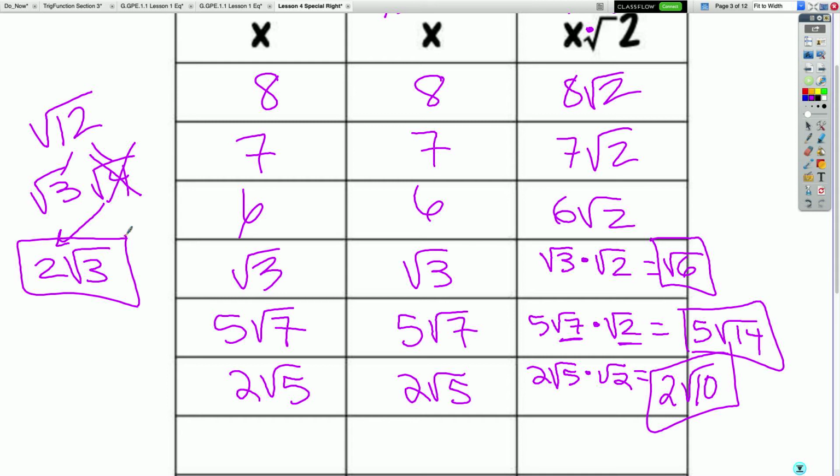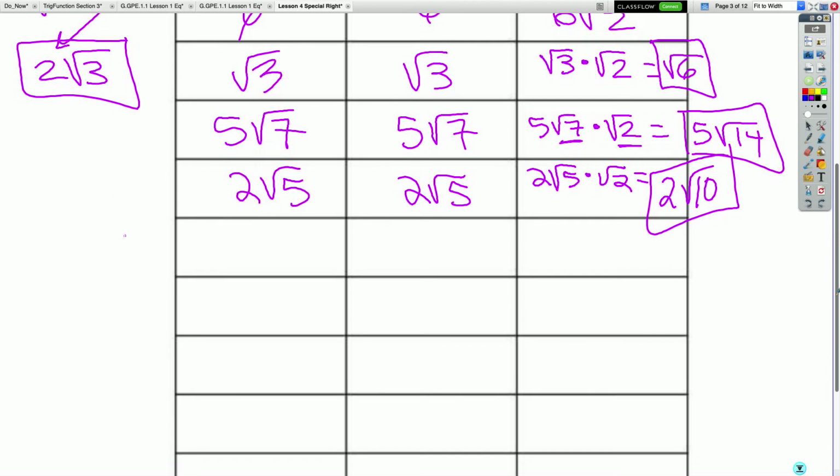You won't have to do that a ton today. There's a few examples on your prep work that you can do this to. But just know you're looking for perfect squares that can be pulled out. But all these numbers that I'm giving you are already simplified.